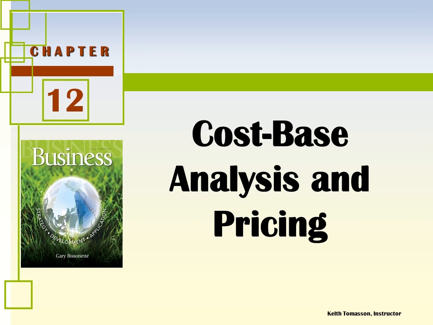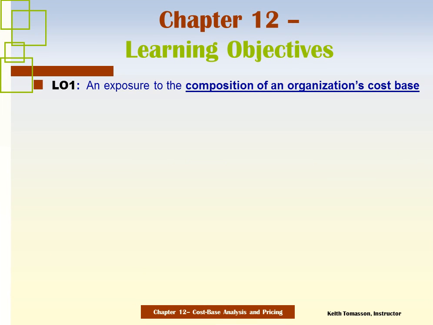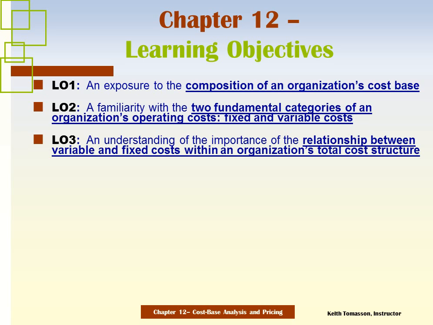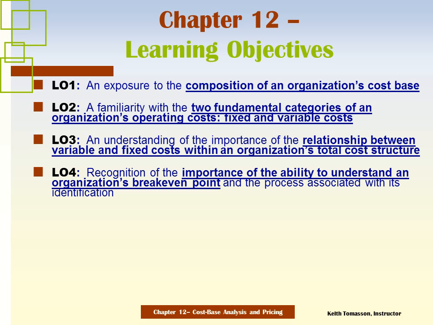Welcome to Chapter 12. This chapter will build on the knowledge that we learned in Chapters 10 and 11 in marketing, and with a particular emphasis on determining pricing using a cost-based pricing analysis. So in this chapter, we'll take a look at trying to understand the composition of an organization's cost base. And we'll take a look at the two basic types of costs, which are fixed and variable costs, and try to understand the relationship between variable and fixed costs and how they affect the organization's total cost structure.